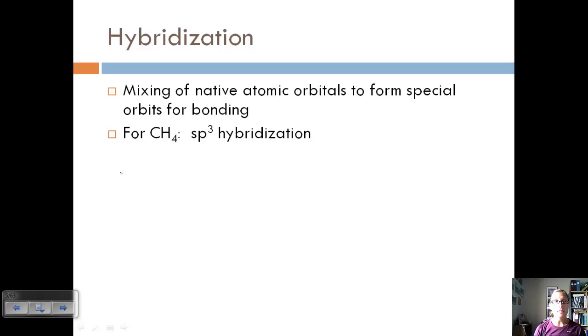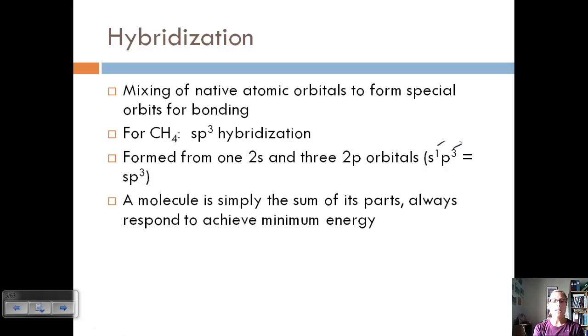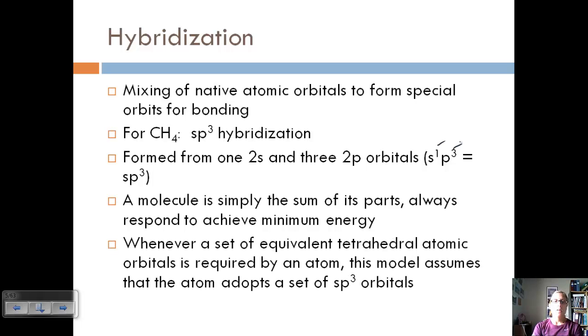Okay, so for methane, for our CH4, we have what's called sp3 hybridization. This is formed from one 2s and the three 2p orbitals. We call that sp3 because of the number of each orbital, the exponents, I guess. Since a molecule is just the sum of its parts, it always wants to achieve minimum energy, and these hybrid bonds help do that. So whenever a set of equivalent tetrahedral atomic orbitals is required by an atom, we assume that atom adopts a set of these sp3 orbitals.